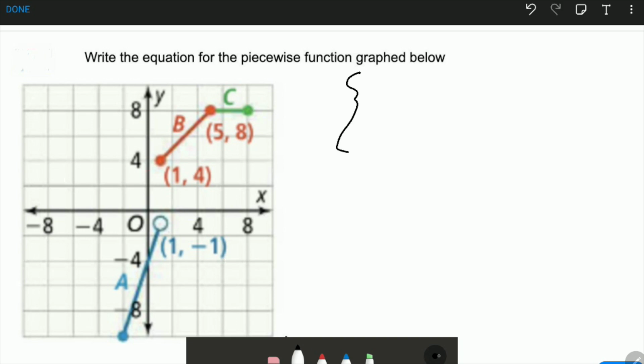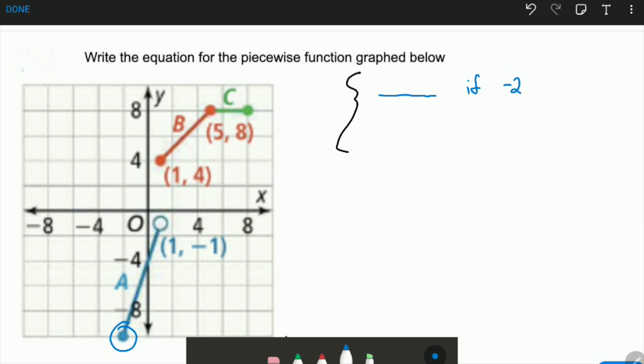I always like to color code, so I'm going to keep switching back and forth. So my blue piece, we're going to have an equation, then if, and then I'm going to have an inequality. So just like domain, it's going to start off with my x value right here. This x value is -2 because my grid is counting by 2's.